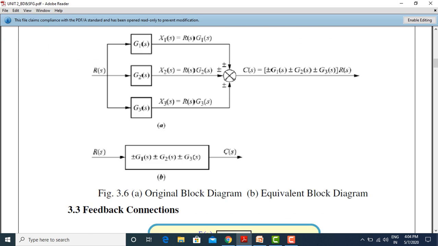So these blocks are in parallel. How are we going to simplify this diagram? Just R of S and C of S as it is, G1 plus or minus G2 plus or minus G3. Just add these blocks. Suppose this G2 is having negative sign. What will be the parallel equivalent diagram? If G2 is negative, G1 minus G2 plus G3. I hope you have got this concept.